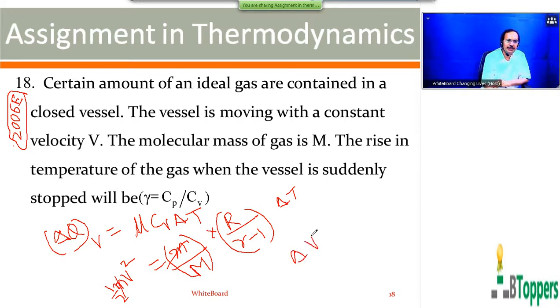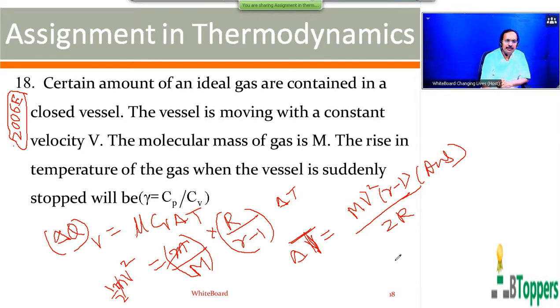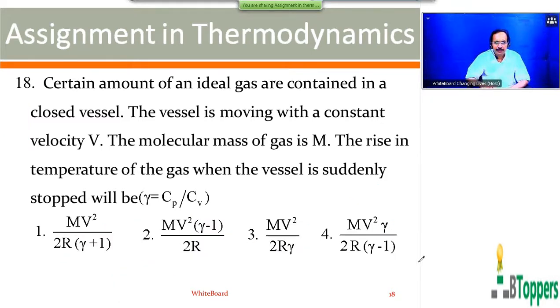Therefore, delta T can be written as M v square into gamma minus 1 by 2 into R. That's the answer for the question. So if you want to copy the working, take a pause and copy this working. So for question number 18, the second option is the answer.